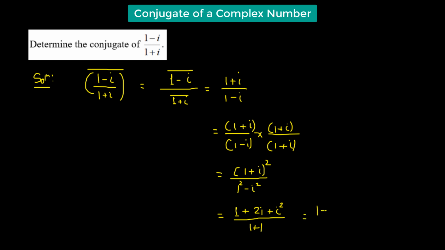So this finally gives us 1 plus 2i minus 1 divided by 2, which gives 2i over 2, and that is simply 0 plus i times 1. So this is the complex conjugate of the given complex number. Let's move on to the next question.